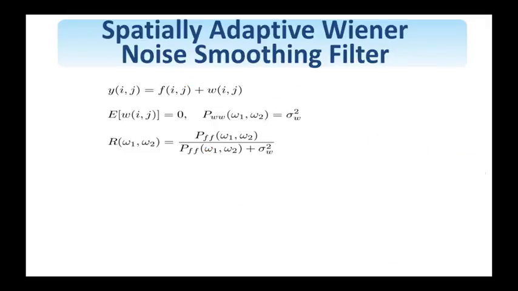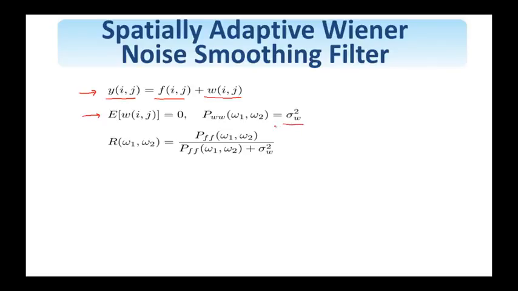Let us look now at the derivation of a spatially adaptive Wiener noise smoothing filter. This is the degradation model. It's signal plus noise. The observed image Y equals the original image F plus the noise W that has been added to it. We assume that the noise is zero mean and that it is white. Therefore, its spectral density equals its variance.